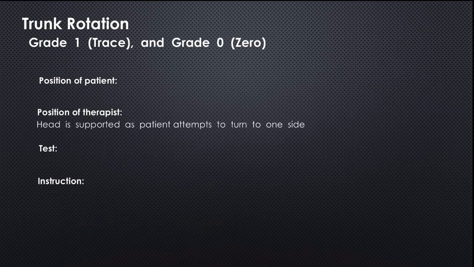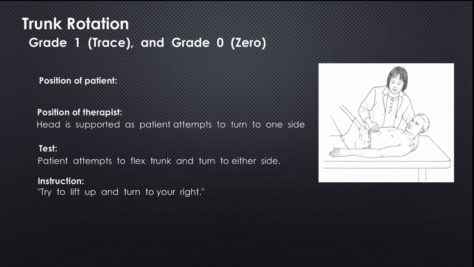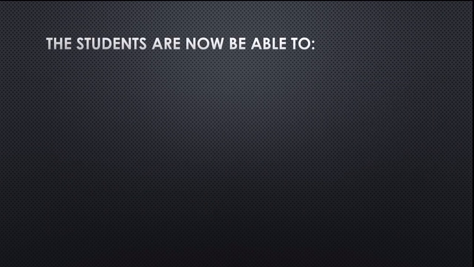For grade 1, it's like this. Supine with arms at the sides. Flex the hip, feet flat, although the feet cannot be seen in the picture here. Then the head is supported as the patient attempts to turn to one side. Again, you're cradling the patient's head. This is to facilitate if you cannot really feel the contraction. Patient attempts to flex the trunk and turn to either side. Then the instruction: try to lift and turn to your right. Then to your left as well to complete the test.